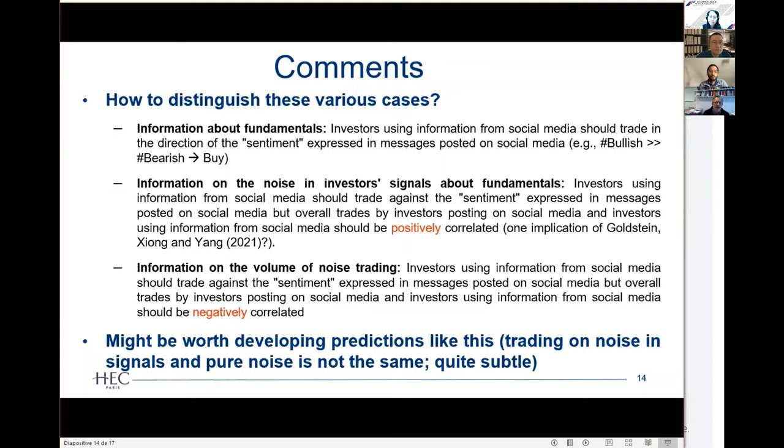How could you distinguish those various cases? I think that's an interesting question to discuss in the paper. If this is information about fundamentals, then I would expect investors using information from social media to trade in the same direction as the sentiment expressed on platforms. For instance, when the number of messages that are bullish about a stock exceeds by a large amount the number of messages that are bearish, I would expect that people who are extracting information from those messages buy as the investors who express those opinions on those platforms. So that would generate positive correlation in trade between the two types of investors, H and L, if you wish, in your model.